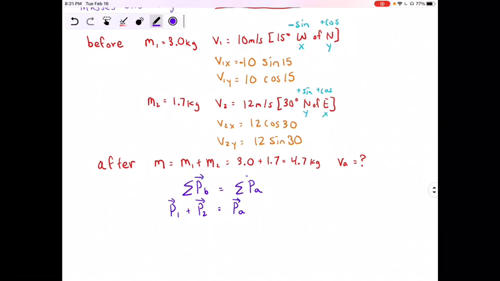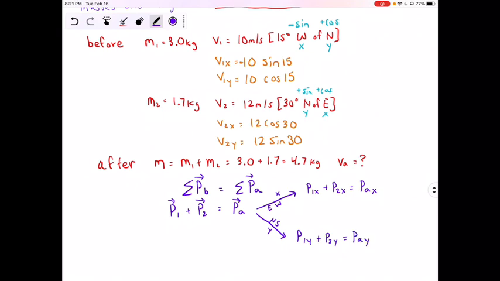Now, because this is a two-dimensional problem, we know that there's x components and y components in the momentum. So I'm going to break this momentum down into an x direction and a y direction. The x direction is the east-west components, and the y direction is the north-south components. So we have P1x plus P2x equals P after x, and P1y plus P2y equals P after y.